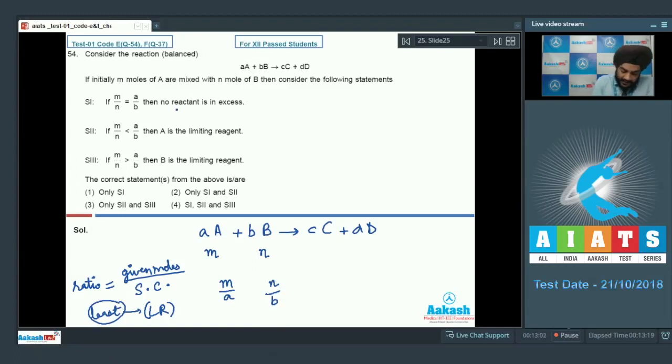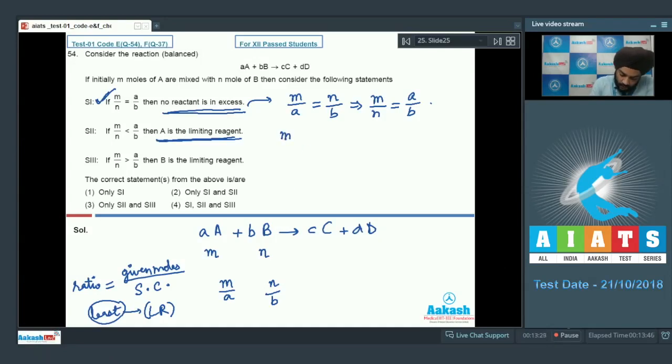So for the first condition, which says that no reactant is in excess, both of these values should be equal to each other. So for condition 1, m by a should be equal to n by b. Rearranging, we have m by n is equal to a by b. So the first statement is a correct one. Let us look at the second condition, for A to be the limiting reagent. If A is the limiting reagent, it means the ratio which we have calculated should be less for A as compared to B. Now since all of these numbers are positive, we can rearrange them without bothering about the sign. So m by n should be less than a by b. So this condition is also correct.